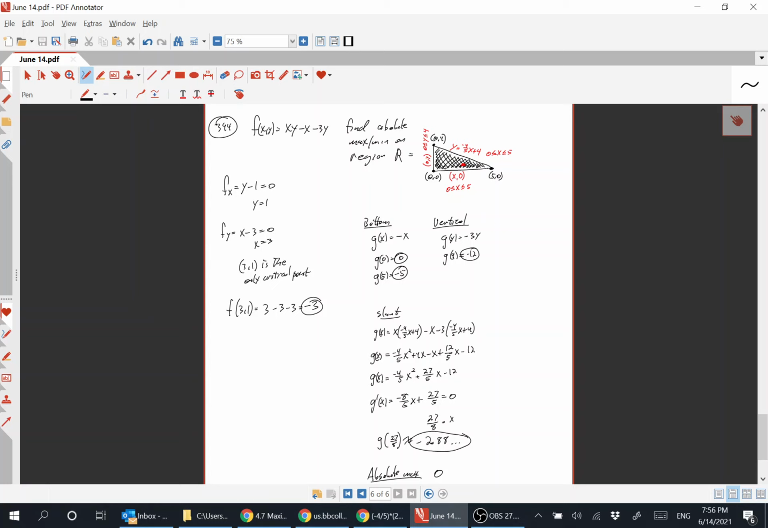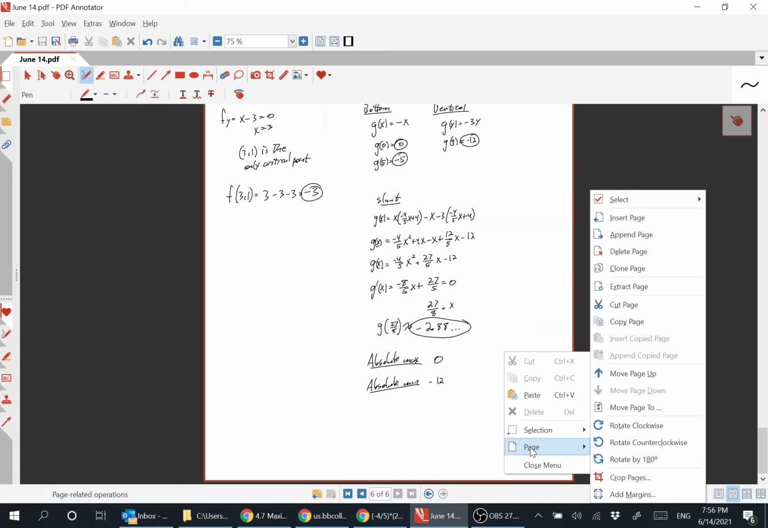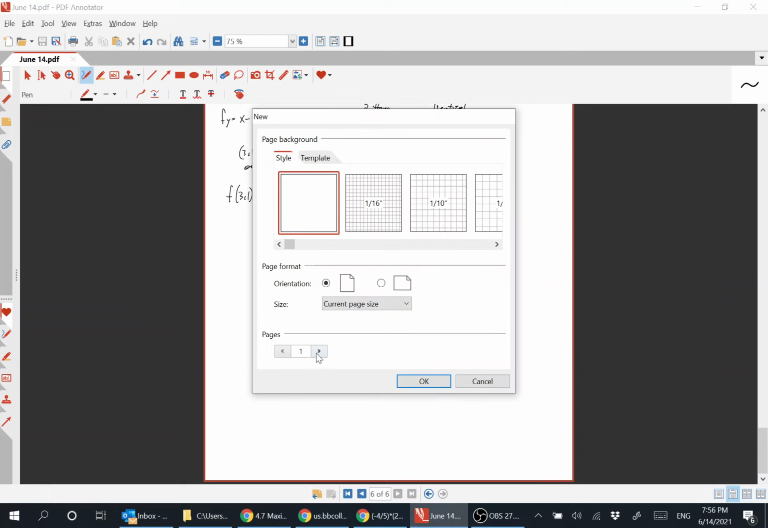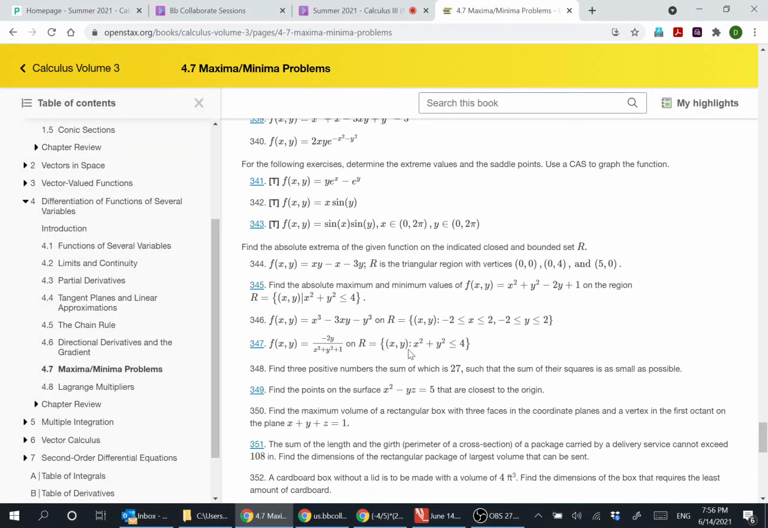Questions on that procedure? It's involved. You've got to stick with it. I'll try to make a problem where the boundary is easy to deal with. Last few problems in this section.